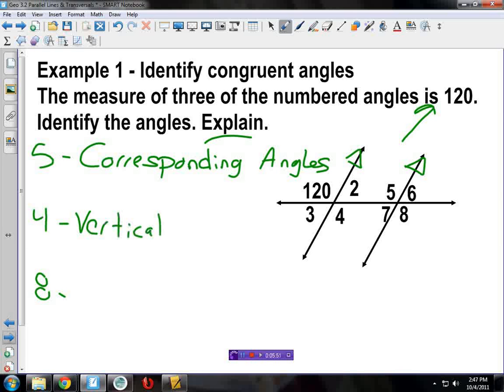Vertical. Now number 8, Gloria. Why is number 8 also 120? Because it's corresponding to angle 4. Okay, that's good. What else could you have said? You could have explained it a different way. How else could you explain it?